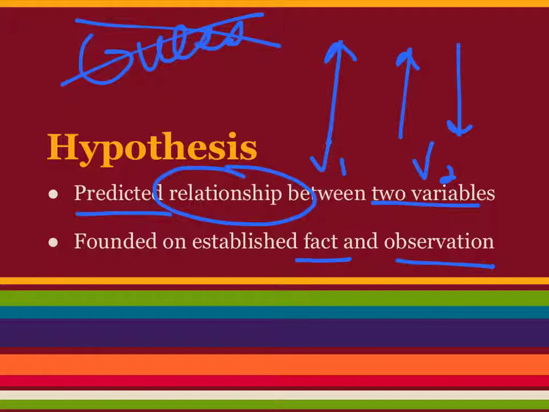So a hypothesis is a predicted relationship between two variables, and it is founded. There is background information. It is founded on established fact and observation, what you already know or what other scientists already know and have published.